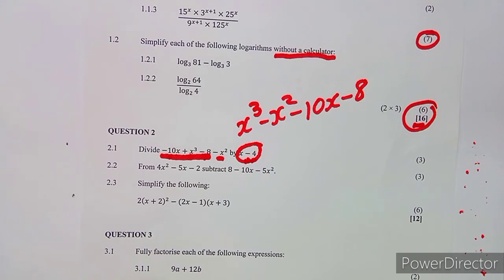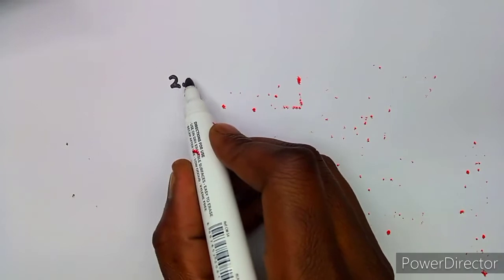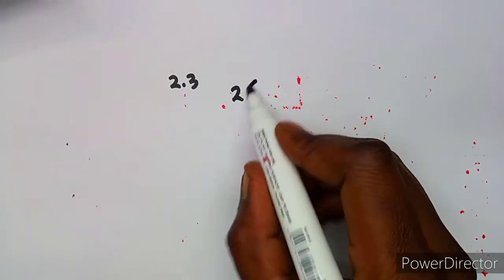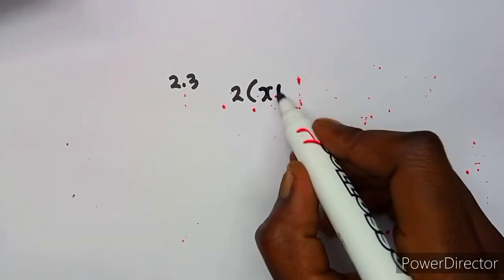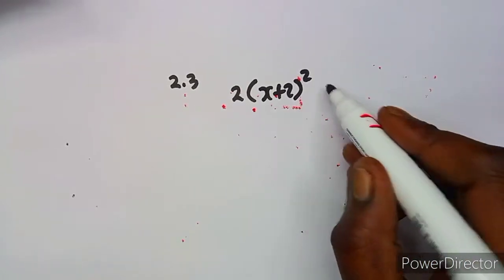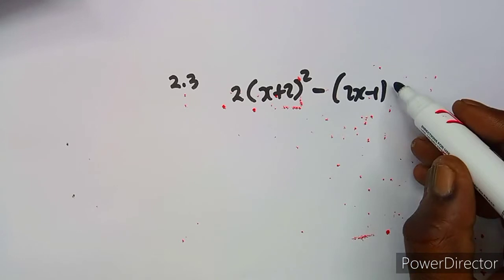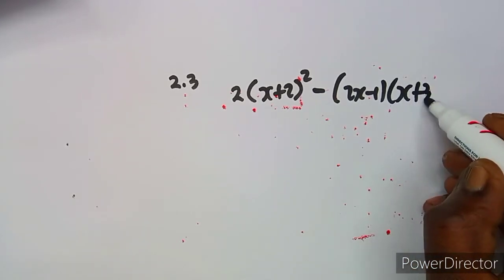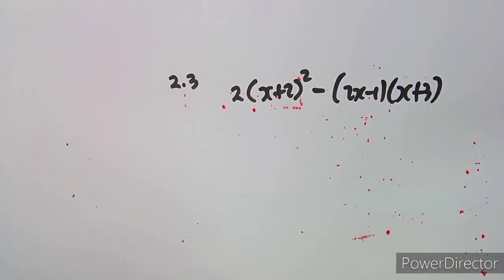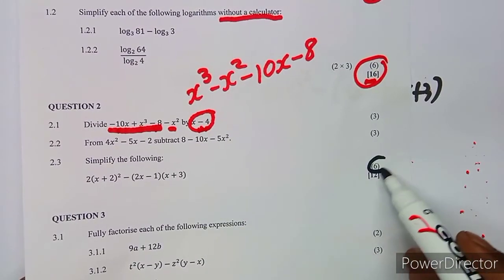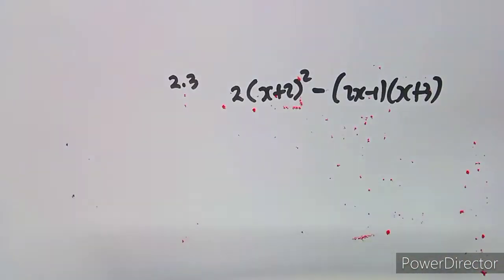All right, so let's see, guys. Let's just write down what we are supposed to simplify on 2.3. That's 2 into x plus 2 squared minus, we've got 2x minus 1 into x plus 3, like this. Okay, so on that type of equation, take note, guys, this is 6 marks there, which means we've got a lot to do there.